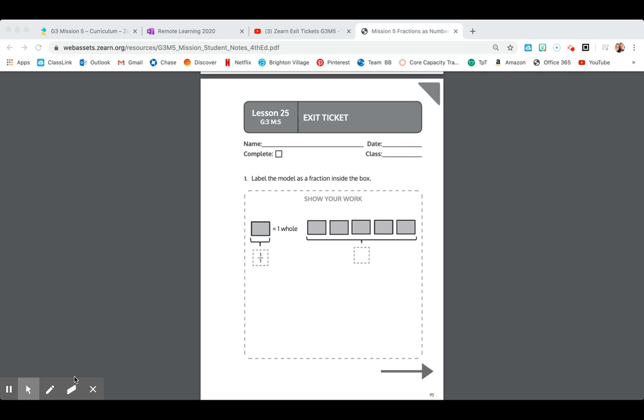Label the model as a fraction inside the box. So here we see that 1 whole equals 1 over 1. If each square equals 1 whole, we have 1, 2, 3, 4, 5 wholes. This means that we could write it as a fraction 5 over 1. You only need one piece to create a whole, and then we have 5 pieces, each representing a whole.